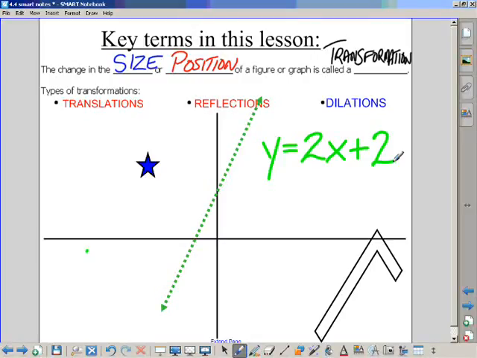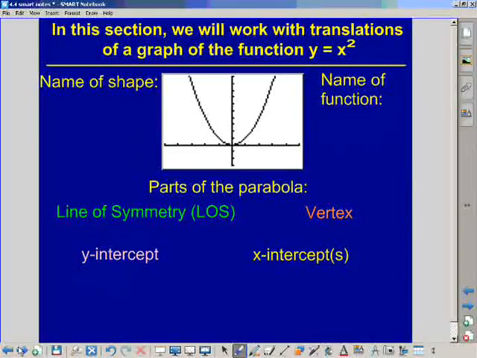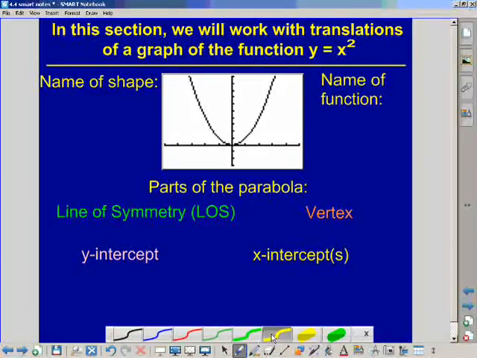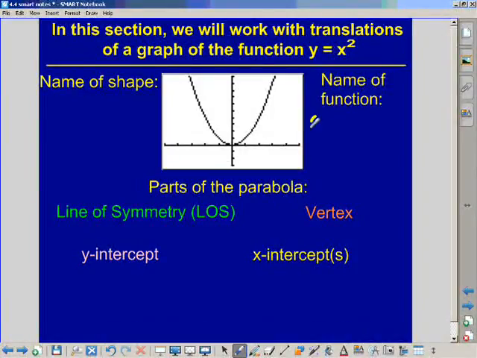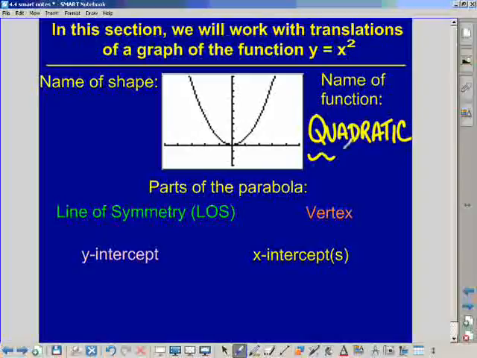But today we're going to move on from just working with these lines to a new type of graph. And that graph is going to be the parabola. Okay? So in this section, we will work with translations of a graph of the function y equals x squared. The term for the function y equals x squared is a quadratic. That is the name of the function. The name of the graph that it produces, this guy that we see here, is a parabola.